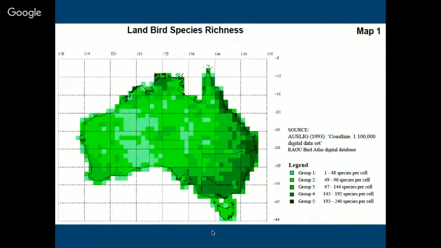And you can also see some information products where we start to see integration across many species. This is a map of landbird species richness that was produced by Aaron. You can see that the species poor sites across the country have under 50 species, and the species rich sites across the country have as many as 240 species.